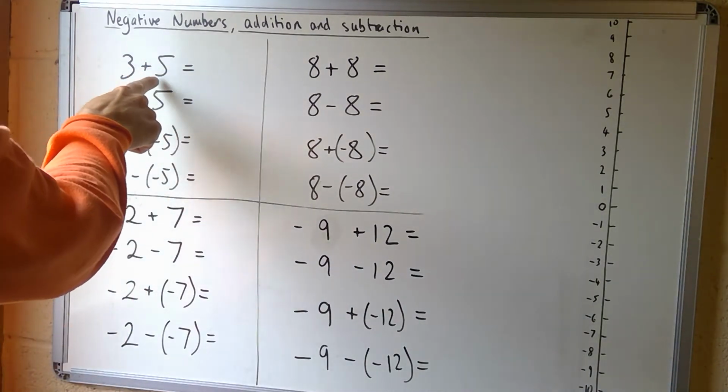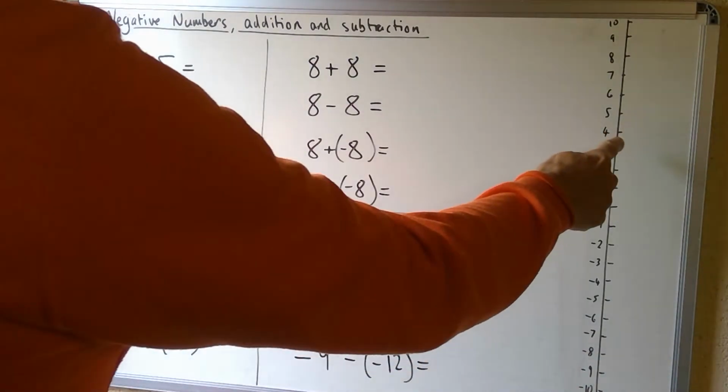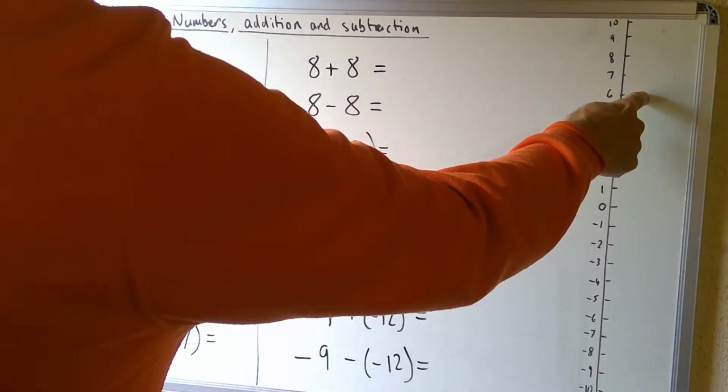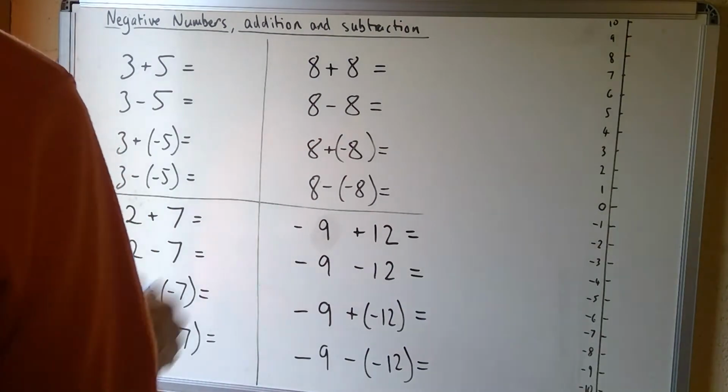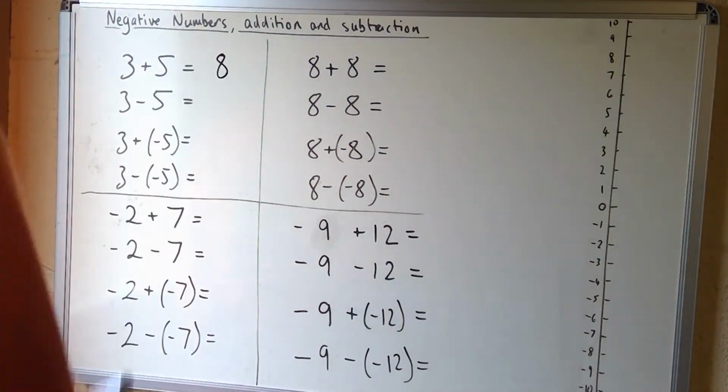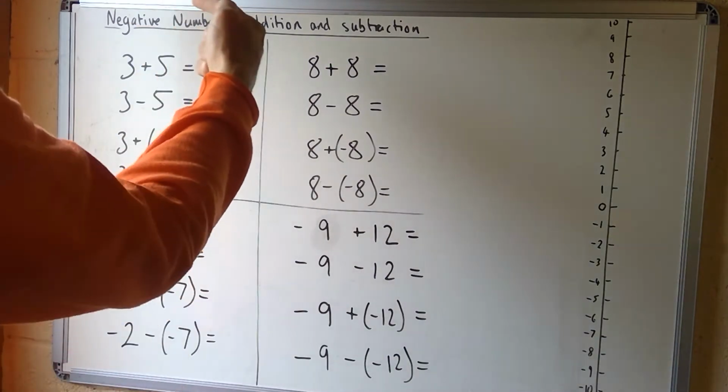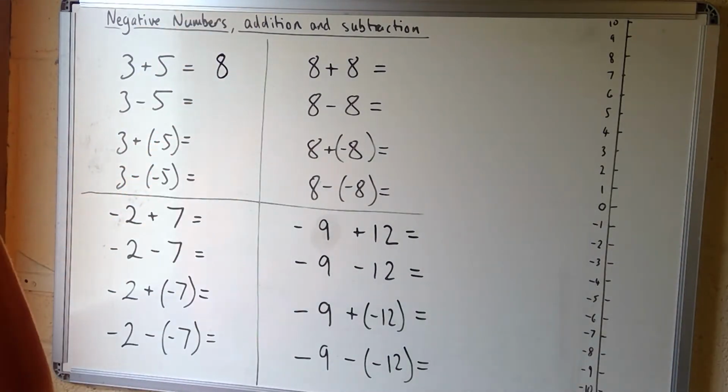So I'm going to start with 3 plus 5. So I would start at 3 and I would go up 5 places. So I would end up at 8. Now you might be saying, well, that doesn't have any negative numbers in. That's a very simple question, but it's just an illustration. Hopefully you can spot some patterns as we're going on.